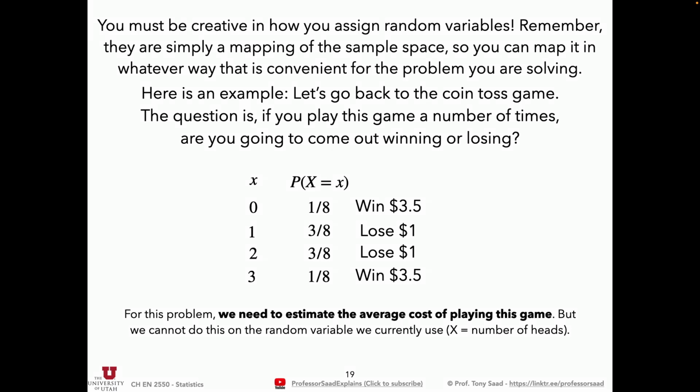So for this problem, we need to estimate the average cost of playing this game. So how would you do this if you have this information? Go ahead. You could multiply 1 divided by 8 by 3.5, subtract 3 divided by 8 times 1, subtract 3 divided by 8 times 1, and then yes, 100%. Yep. It's essentially a weighted average, right? We've done that before. Your weights are these probabilities, okay? But the values are these guys.